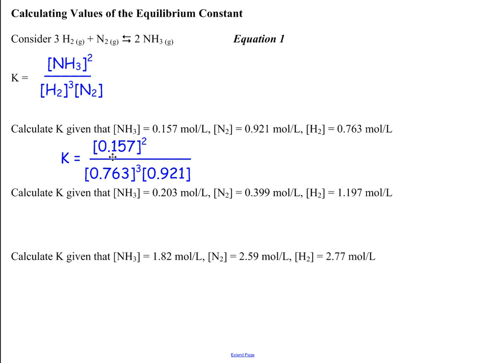0.157 squared over 0.763 cubed times 0.921. As you put this in your calculator, don't forget order of operations. You can't say 0.157 squared divided by 0.763 cubed times 0.921. This has to be in parentheses for that to work. So let's see what happens when we calculate that. And we get 0.0602. Okay, we have no idea what that means, but it's a number. We'll deal with that.